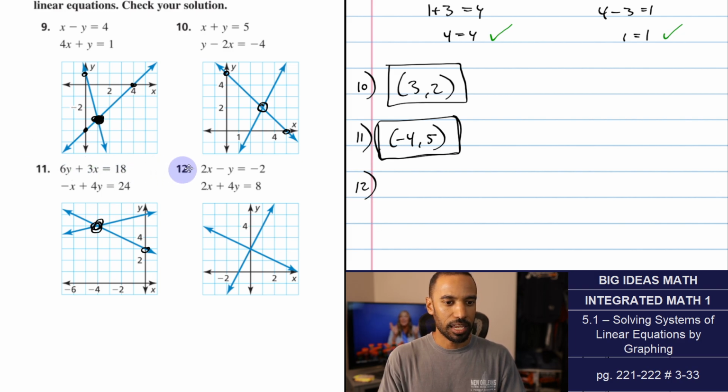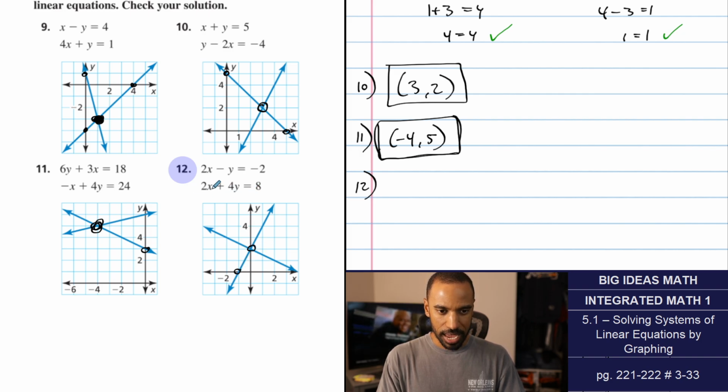2x minus y equals -2. That x-intercept would be -1. Y-intercept would be +2. So that's going to be this graph here. Boom, boom. 2x plus 4y equals 8. X-intercept is 4. Y-intercept is 2. Okay, dividing by 2, dividing by 4. So x-intercept is 4. Y-intercept is 2.